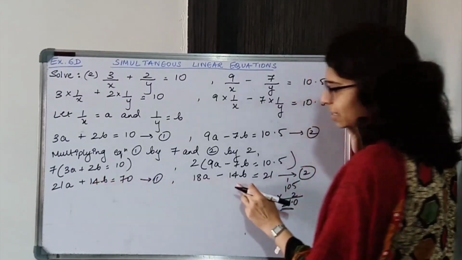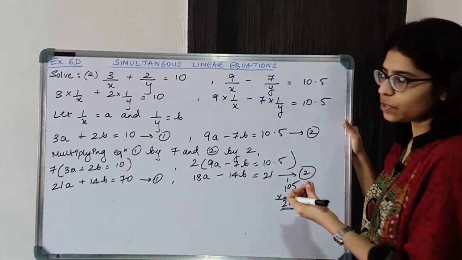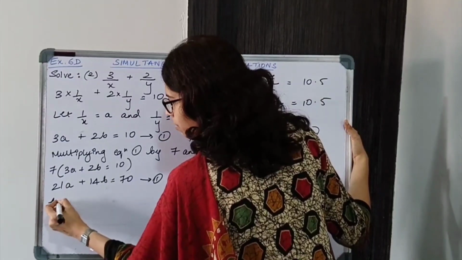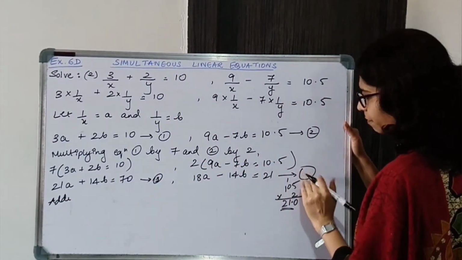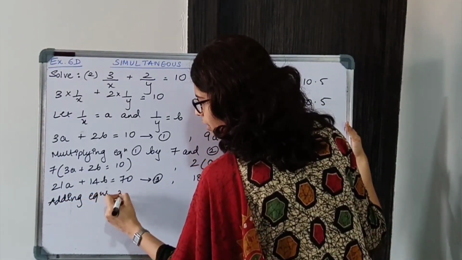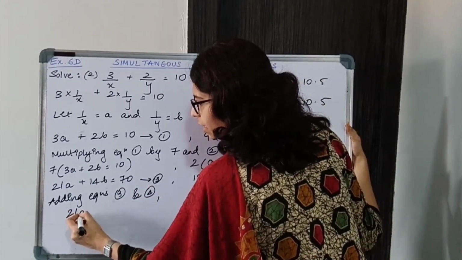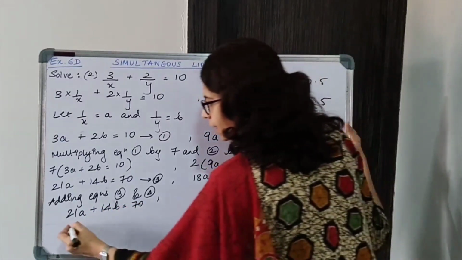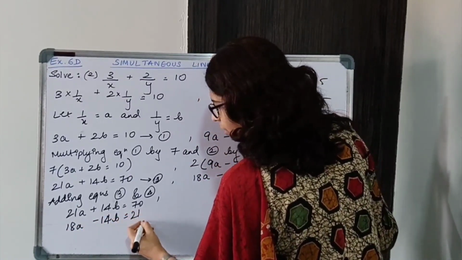Now the coefficients are the same, the signs are opposite. So if the signs are opposite, we will add the equations. If the signs are the same, you will subtract the equations. So adding, sorry, number this as 3 and 4. I forgot. Adding equations 3 and 4. So 21a plus 14b equals 70 and 18a minus 14b equals 21.